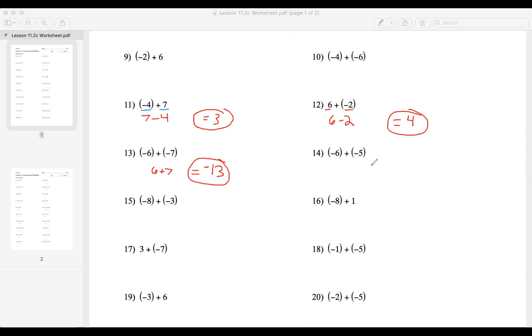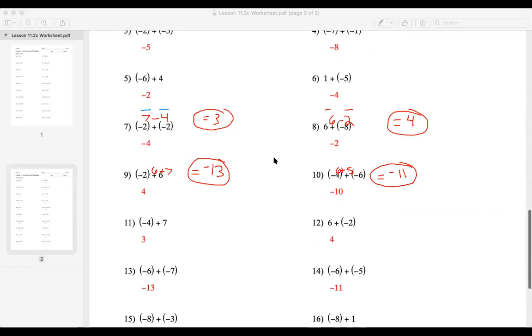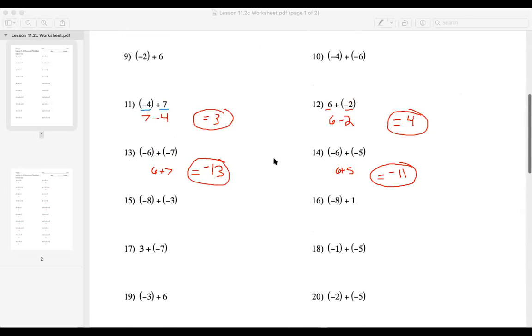Last one, 14. They're both the same. So what do we do? We add 6 plus 5, which is 11. Are we adding positives or negatives? Negative. So the answer is negative 11. So for 13 and 14, we got negative 13 and negative 11. Let's check our answers. Yeah, we're killing it.